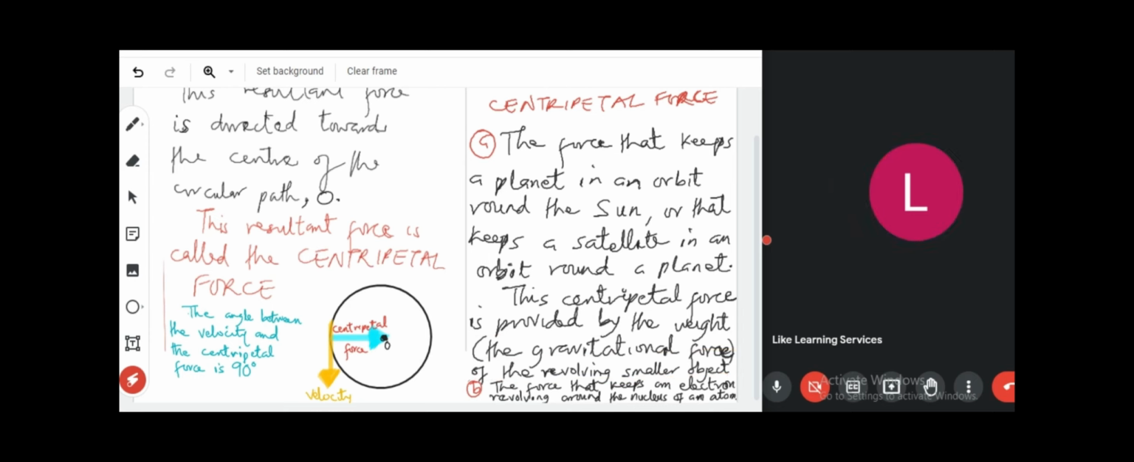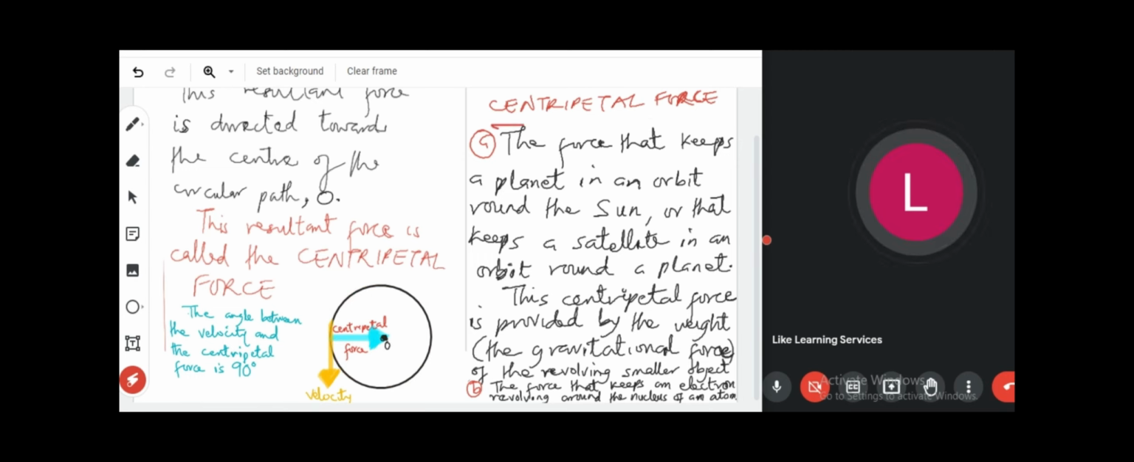revolving smaller object. If it is the Earth that is moving around the sun, that is a planet moving around the sun, it is a gravitational pull from the sun on that planet, which is a smaller object, towards the sun, that provides a centripetal force. If it is a satellite that is moving around a planet, like the moon moving around the Earth, it is the gravitational pull of the Earth on that satellite. So the smaller object is the satellite. The gravitational pull of the Earth on the satellite, which is towards the Earth, provides a centripetal force that helps the satellite to move around the Earth.